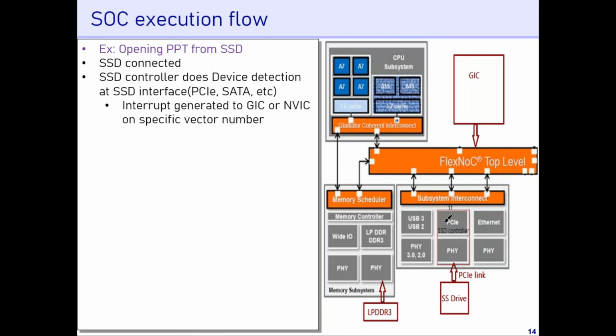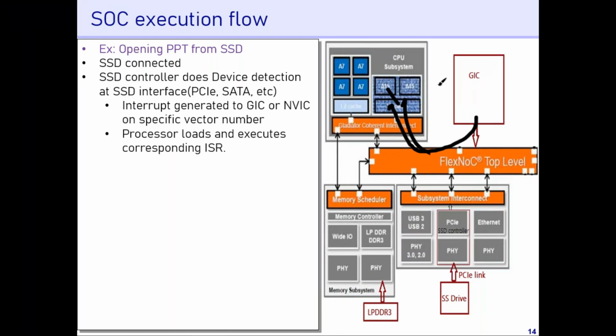Then what would it do? It would generate an interrupt that would be directed to the generic interrupt controller, what we are calling the GIC, or it could even go to NVIC in case it's a Cortex-M based processor. Interrupt gets generated to GIC or NVIC on a specific vector number. Processor loads and executes the corresponding ISR. So this interrupt will further be scheduled to one of the processors. As we discussed, it would be done by the operating system scheduler to decide to which of the CPU cores that interrupt should be forwarded.